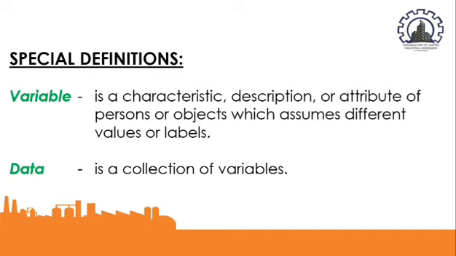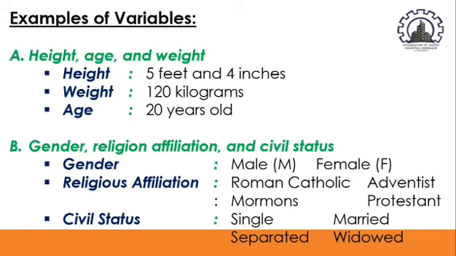Now, in order for us to better understand the difference between the two, let us have some specific examples. Let us discuss first examples under variable. Going back to our definition, it is a characteristic, description, or attribute of persons or objects which assumes different values or labels. For example, we have height, age, and weight. Height is 5 feet 4 inches. For the weight, you have 120 kilograms. And for the age, you have 20 years old. In a classroom setting with, let's say, 20 students, of course the height, age, and weight will vary because not all students have a height of 5 feet 4 inches, right? There are some who are 6-footer, and there are some who are below 5, okay? And the weight as well and the age.